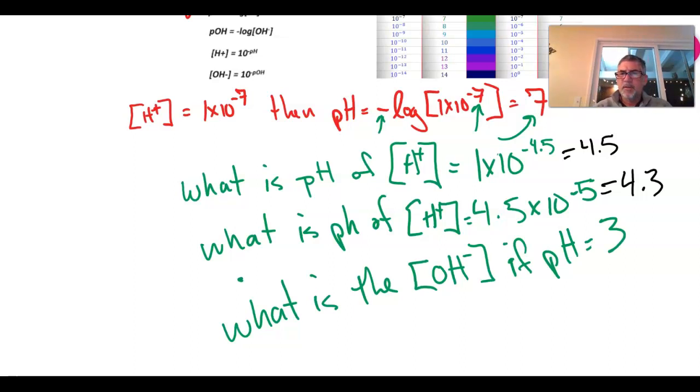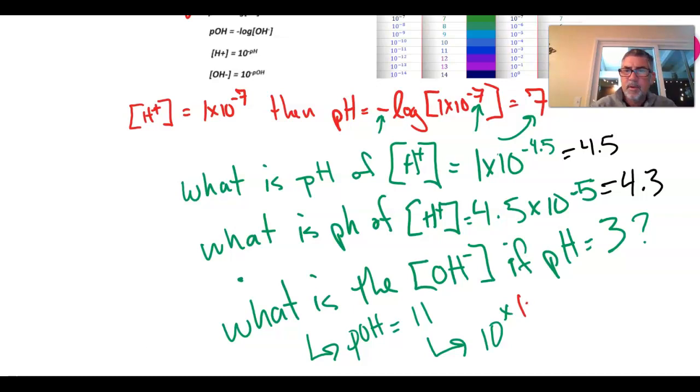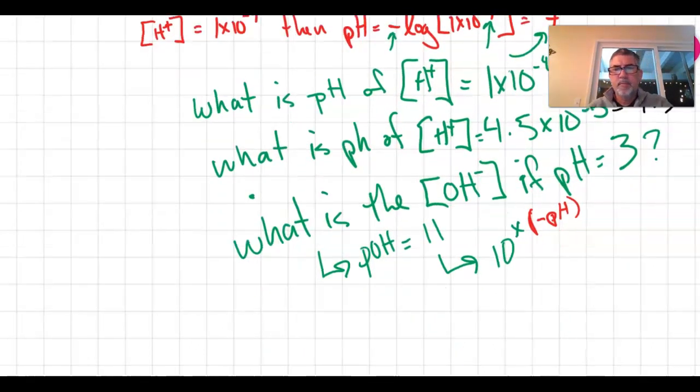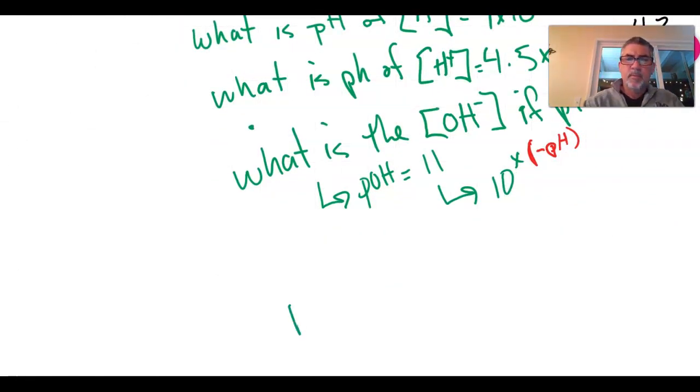If I said, what is the hydroxide concentration if the pH is 3? Well, we know that if pH is 3, then the pOH has to be equal to 11, because pH plus pOH has to equal 14. Then you would have to use your 10 to the x function. And for x, you would type in negative pH, right? Because we're kind of going backwards, right? So let's say maybe I set this up right here.